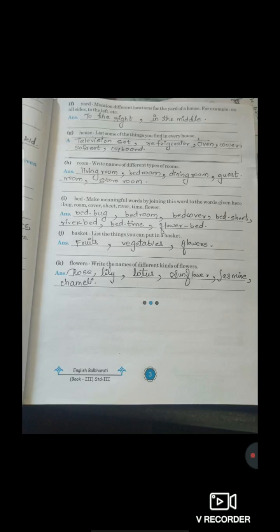Now students, the J1. Basket. List the things you can put in a basket. Now students, the J1 answer you can write on your own also. The things which are put in the basket, those things we have to mention over here. So I have written the answer: fruits, vegetables, flowers. You can mention any other things which can be put in the basket. Okay? Now students, the last one, means the K1. Flowers. Write the names of different kinds of flowers. You have to mention some flower names which we see in the garden. Okay? So here the answer is rose, lily, lotus, sunflower, jasmine, and the last one chameli. Students, this answer also you can write on your own.